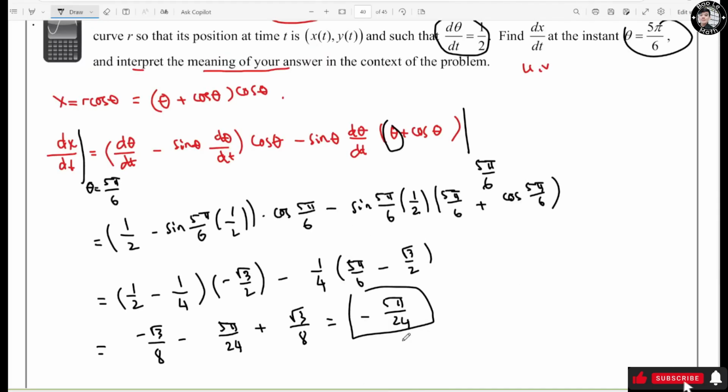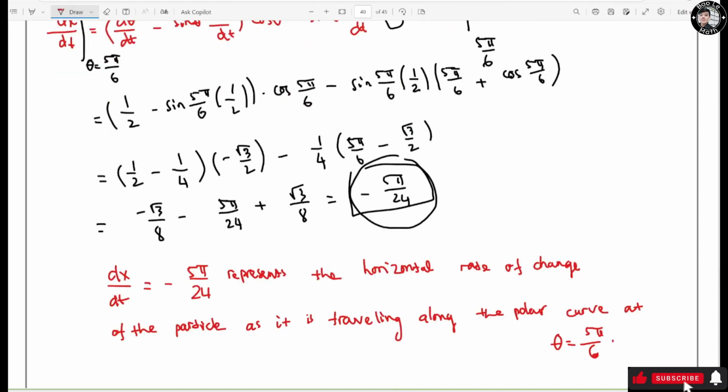Now we need to interpret this in the context of the problem. So we need to say that dx over dt equals negative 5 pi over 24 plus root 3 over 8 represents the horizontal rate of change of the particle as it's traveling along the polar curve at angle theta equals 5 pi over 6. And it's a good time to stop.